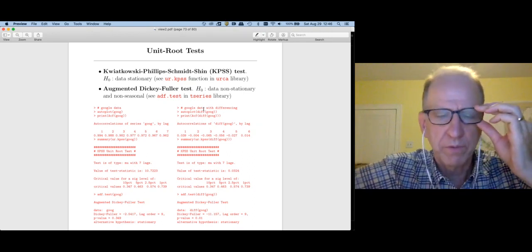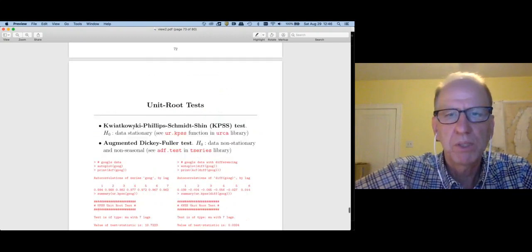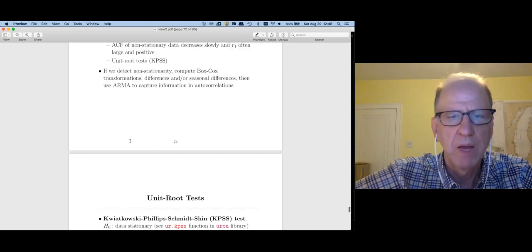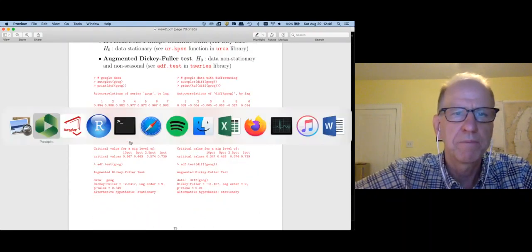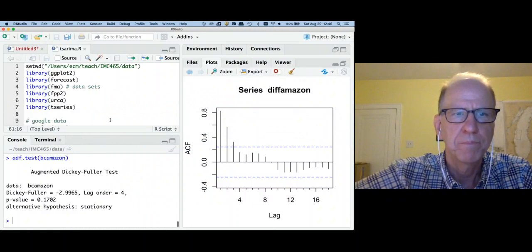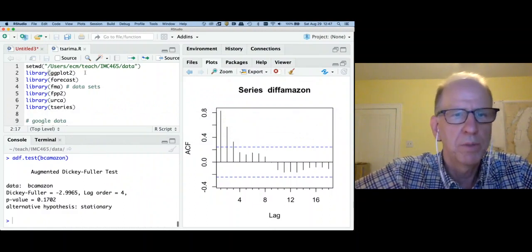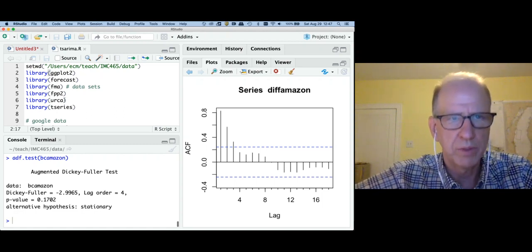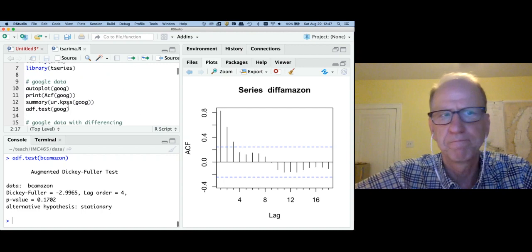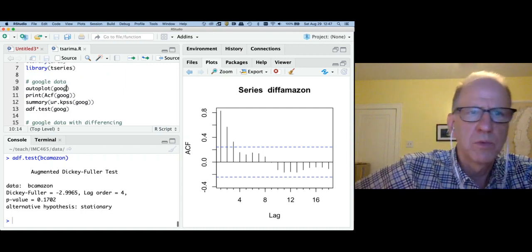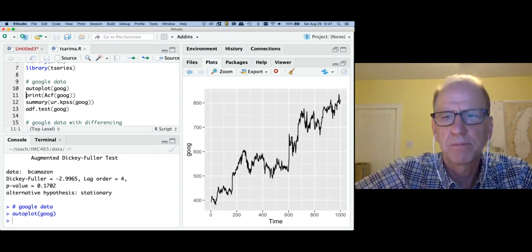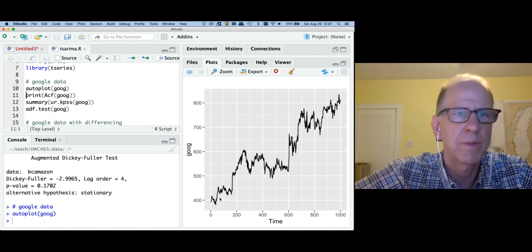Let's go through a very simple example. We're going to go through all four of these diagnostics. You've got my code here, but I think it might be better to do it live. I did not put all the library calls in, but make sure you've loaded all of these libraries before you do anything. Let's go back to a data set we used in week 1, which was the Google stock price data. If I make a time plot, we see that stationarity is very much in question.